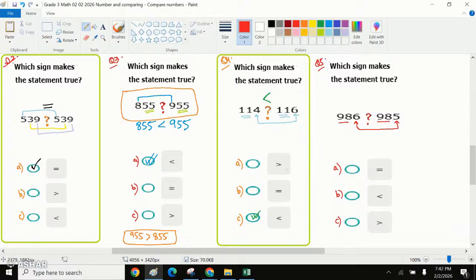So for the last question, it says 986 is less than or greater than or equal to 985. Because 9 and 8, hundreds and tens is same, right? So we compare the ones position only. So which number is greater? Yes. Thank you. That means option number 86, right, is greater. That means option C is the correct answer. Okay. Thank you.